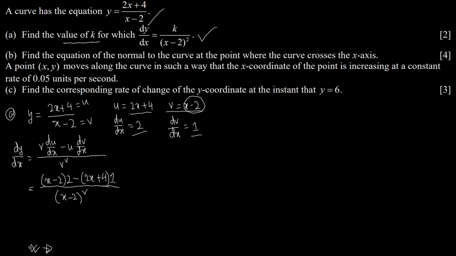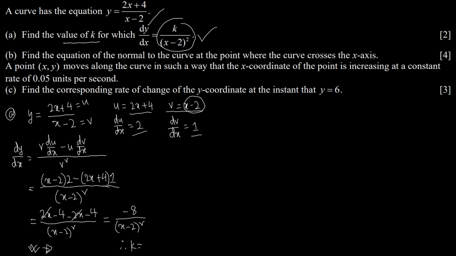Let me simplify more. On the top part, if we multiply, we get 2x minus 4 minus 2x minus 4, and on the bottom we get x minus 2 whole squared. So finally, 2x and 2x cancel out, which leaves minus 8 divided by x minus 2 whole squared. We can easily compare this with k over x minus 2 whole squared. Therefore our k value is minus 8. This is our first part answer.